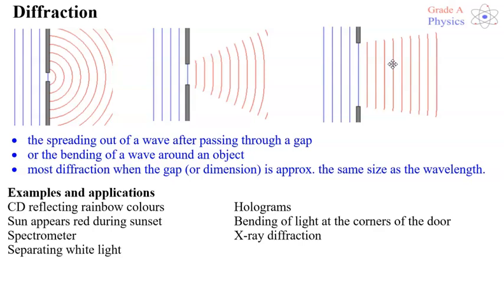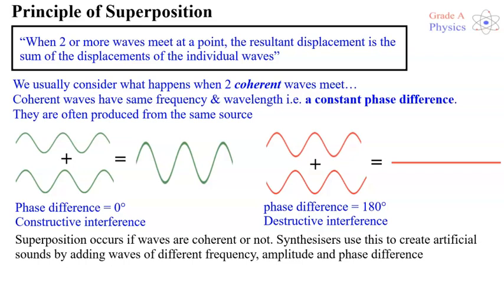Lots of examples and applications, so CDs or DVDs reflecting all the colours of the rainbow, that involves diffraction. We get a red colour during sunsets, a spectrometer, which we might look at later on in this topic, separating white light using a prism, holograms, light bending at the corner of doors, X-ray diffraction. So this is used a lot in science and research, and there's a lot of examples of this in the real world as well.